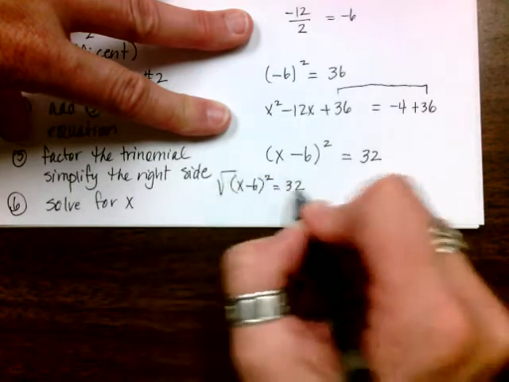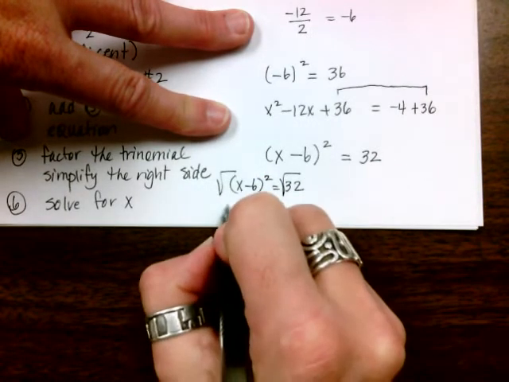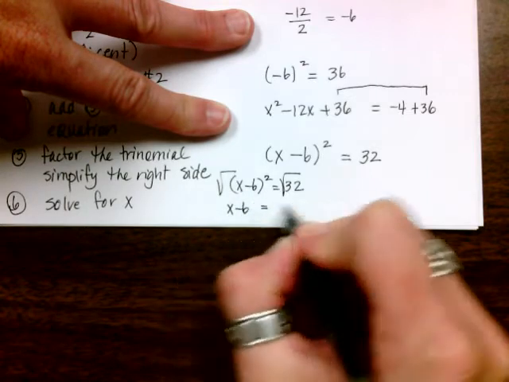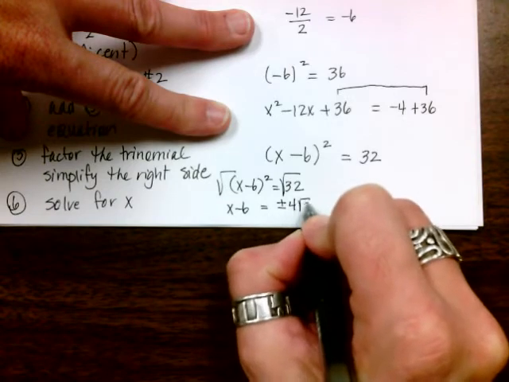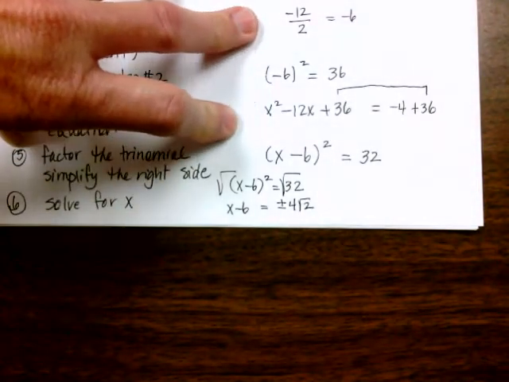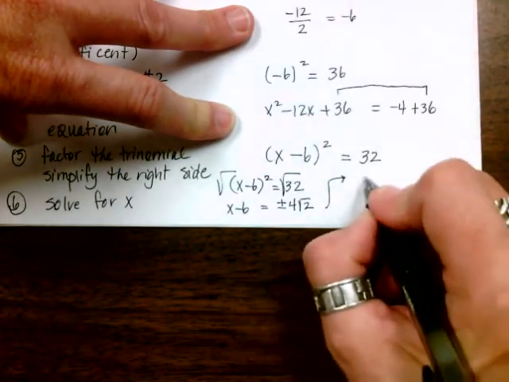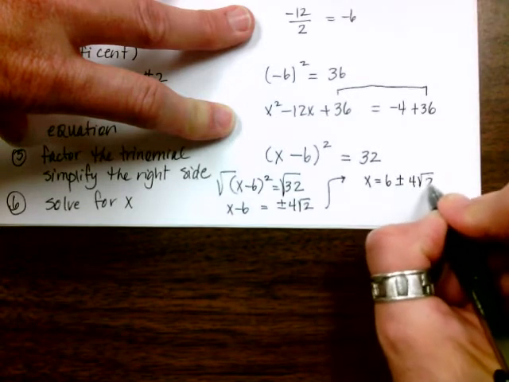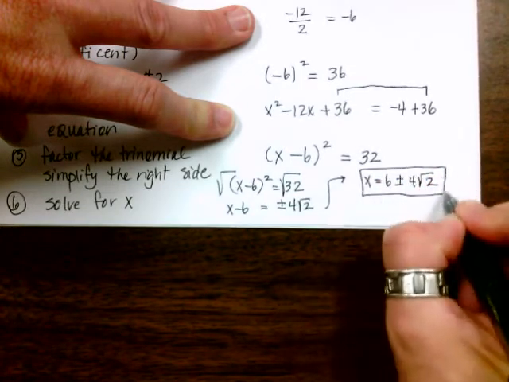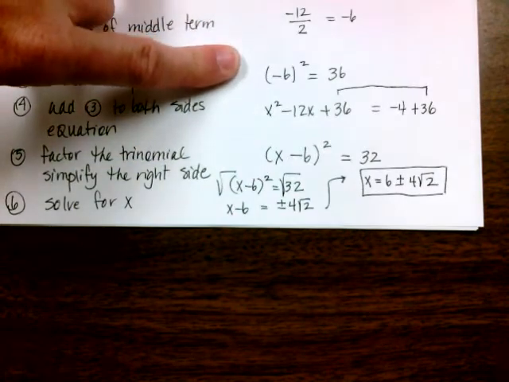I'm going to take the square root of this side and the square root of this side. On the left-hand side, I get x minus 6. On the right-hand side, I'm going to get plus or minus 4 radical 2, because 32 is 16 times 2. Then I'm going to add 6 to both sides, and I get 6 plus or minus 4 radical 2. And now I have solved the equation for x by factoring using completing the square.